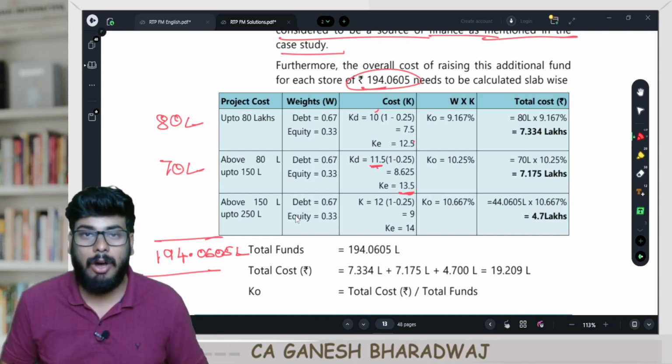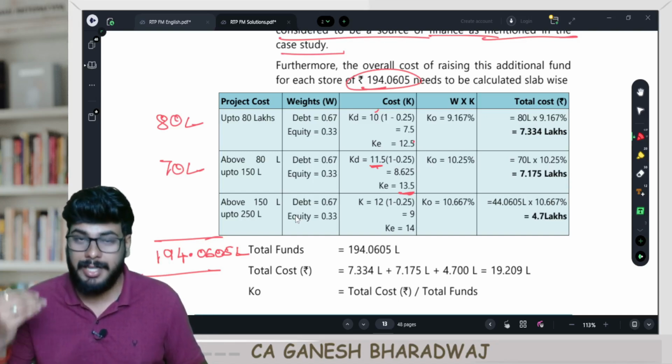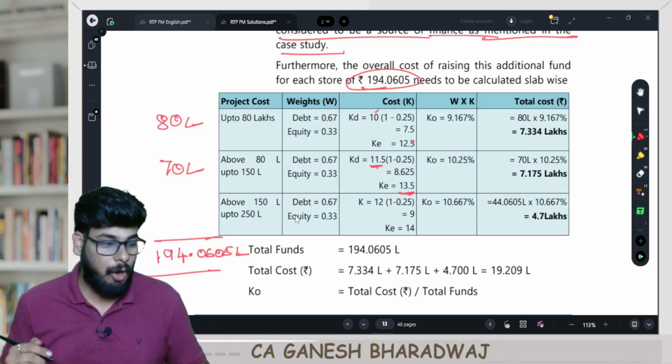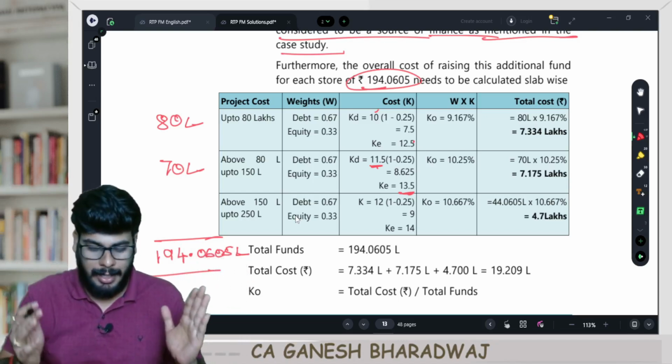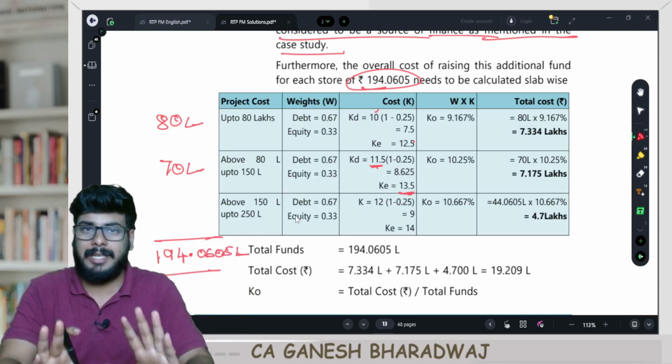So till now, how much has happened? Till now, how much have we raised? 80 plus 70, 150. How much more do we need to raise? They have given the third slab as 150 up to 250. So basically, our thing ends at the third slab.